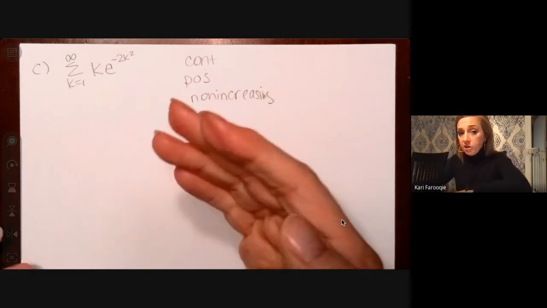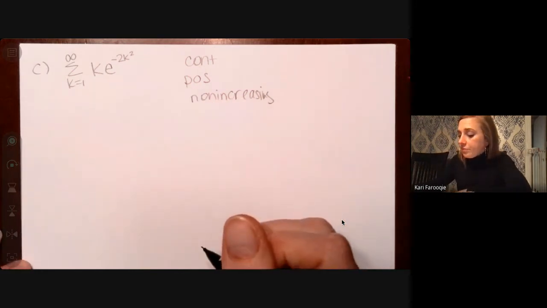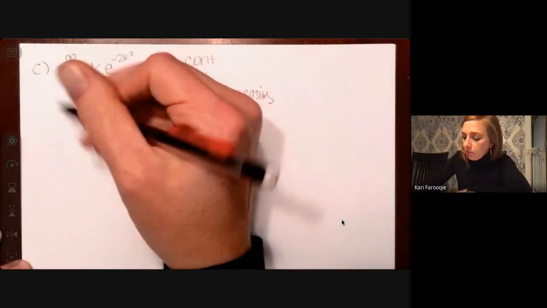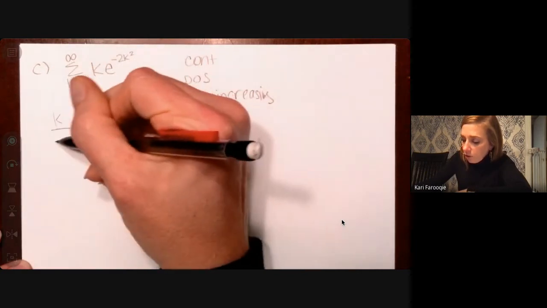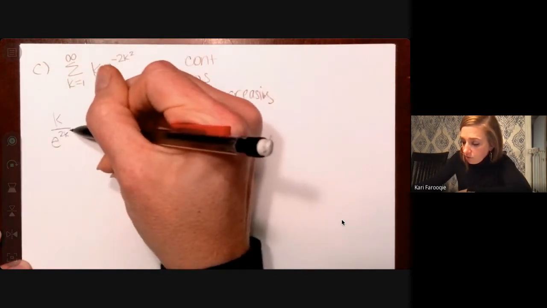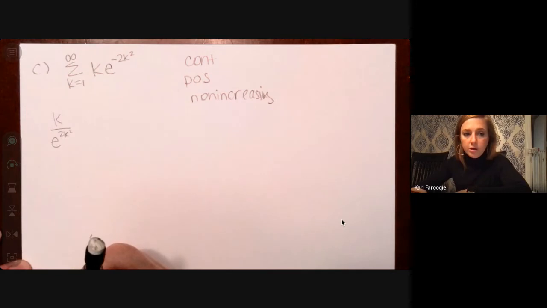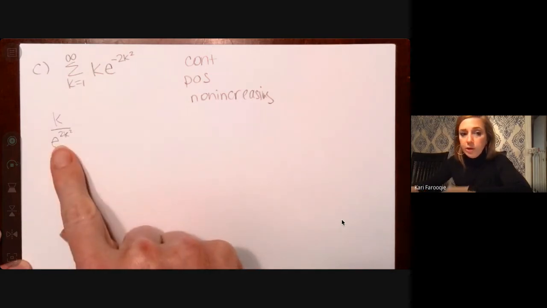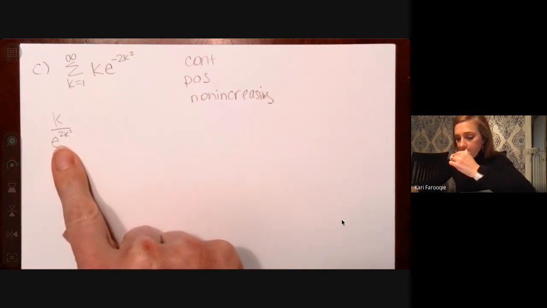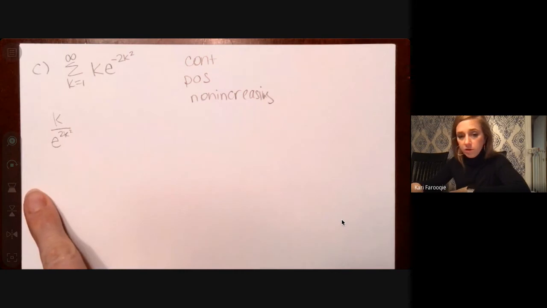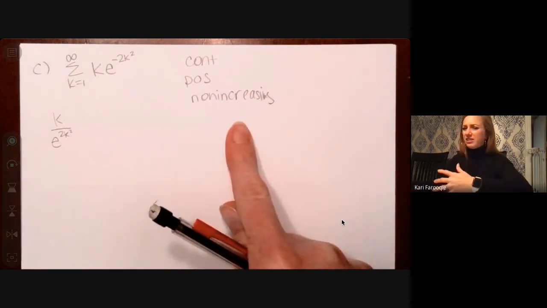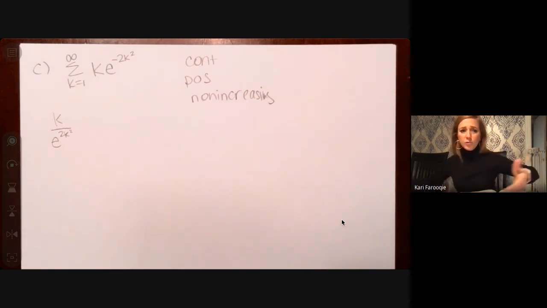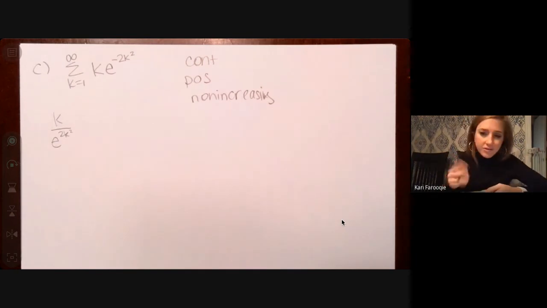Okay, continuous. If you're not sure, you might want to rewrite this as k over e to the positive 2k squared. Think about your exponential function here and what it looks like. It is a smooth, continuous curve. I know you're thinking, okay, I know about e to the x, but what about e to the 2k squared? It's going to do the same thing. It's just going to do it faster.